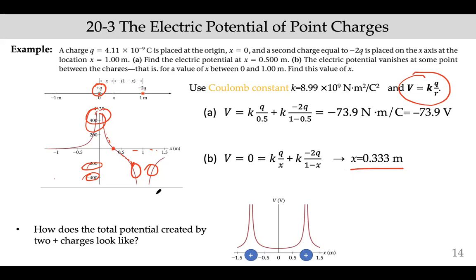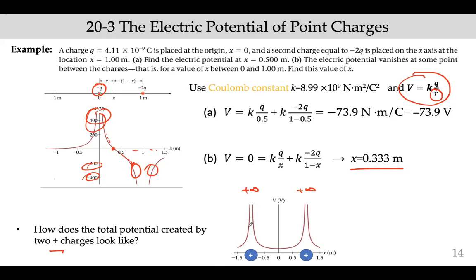Okay, how does the total potential created by two plus charges look? In here we had one plus and one minus, but what happens if we have two plus charges like this? Well, on top of them, it would diverge to plus infinity because of this divergent behavior. When you take the limit going to 0, it will go to infinity, but plus infinity. So that's why they're drawn like this.